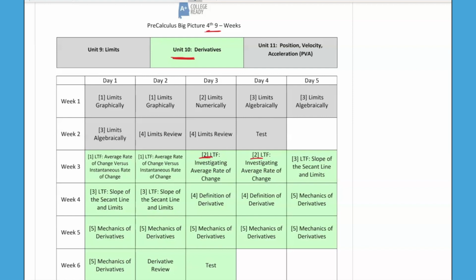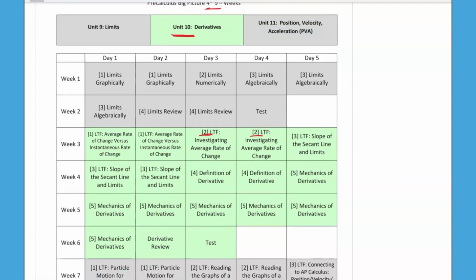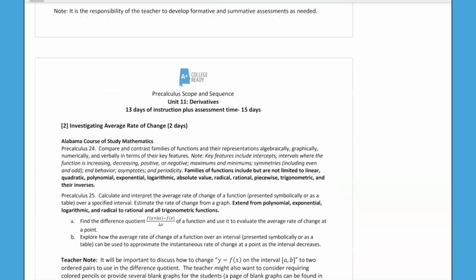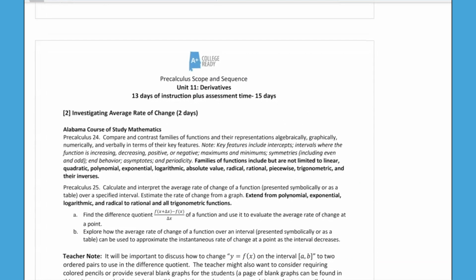You can see that the unit starts off with some discussion of average rate of change versus instantaneous rate of change. They'll already have looked at that vocabulary, and this is just extending those ideas. And then moving on to definitions of the derivative and mechanics of derivatives as you move on through the end of that unit.